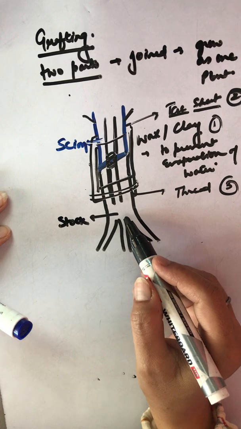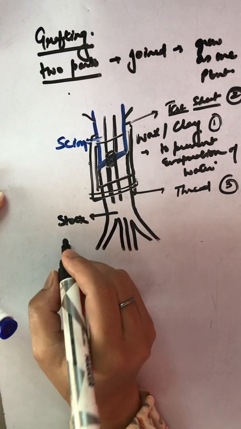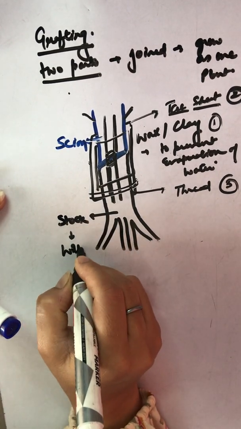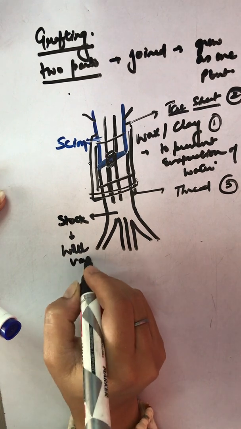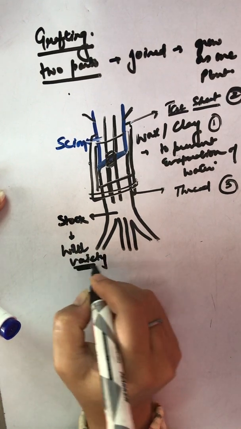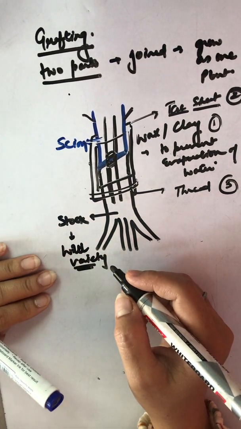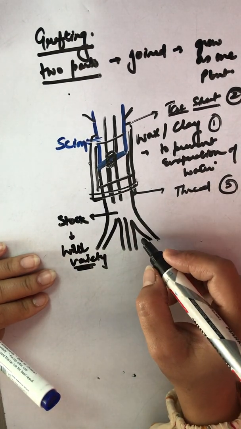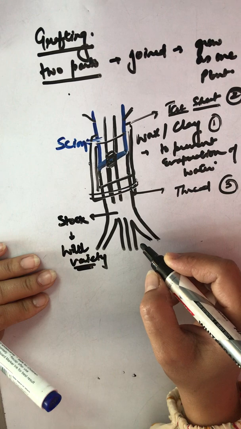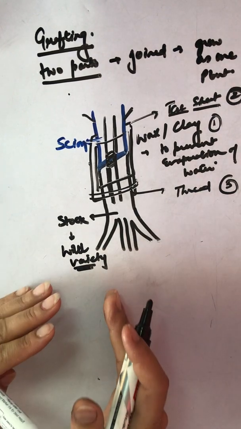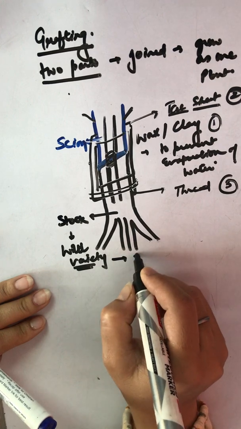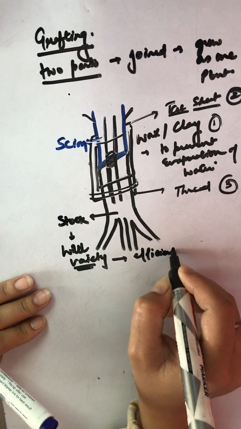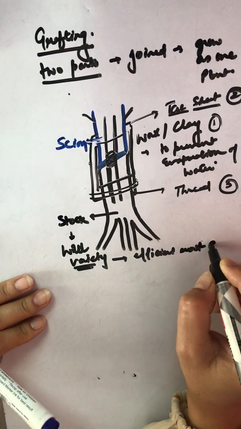Now, what are the conditions? What are we looking for in a stalk? Stalk actually belongs to a wild variety. Why is a wild variety always chosen? Because we never care for wild plants as we do for the ornamental ones. So they have an extensive root system so that absorption of water and minerals can take place easily. This wild variety possesses an efficient root system.